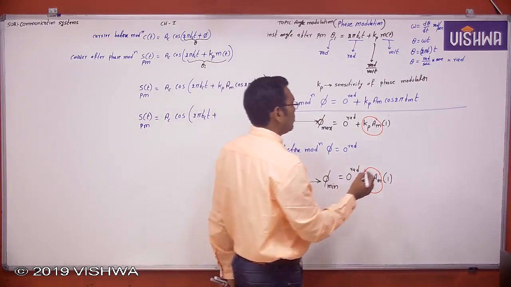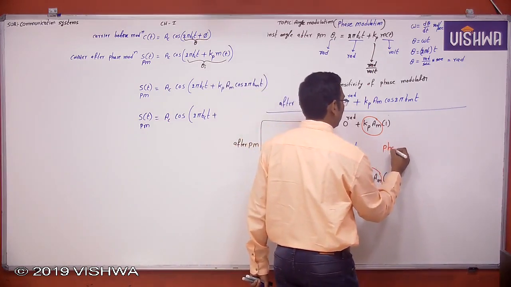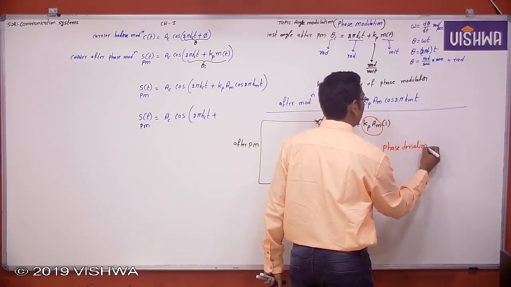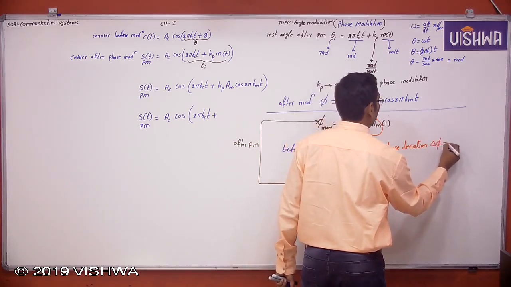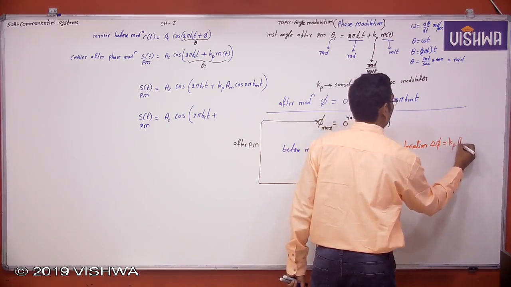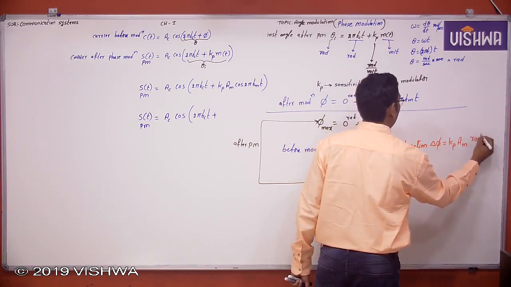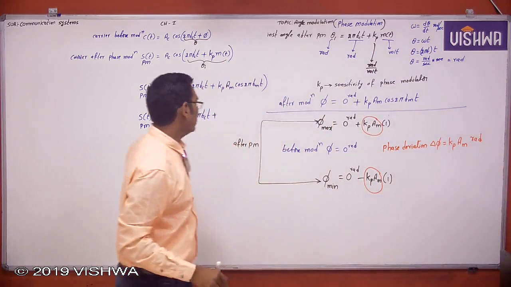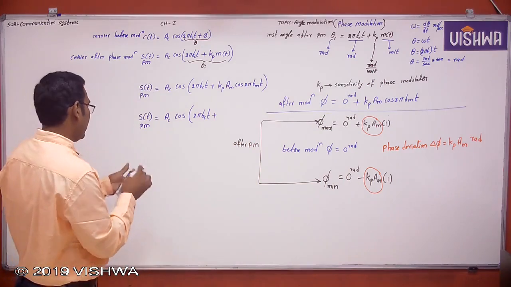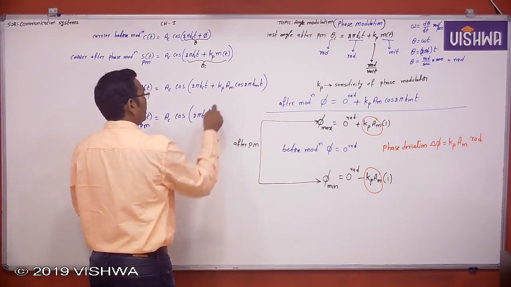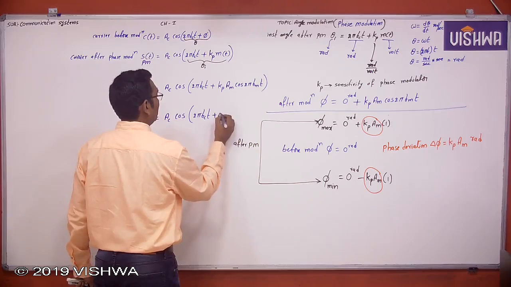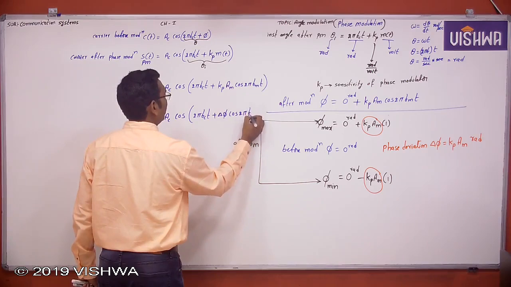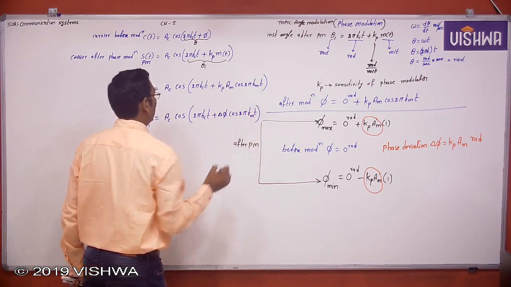This is called phase deviation, delta phi, which is equal to Kp into Am. Units are radians, because Kp is radians per volt and volt cancels, leaving radians. Okay, this is the phase deviation. So can I write Kp into Am as phase deviation delta phi into cos 2 pi fm t? Okay, note this.